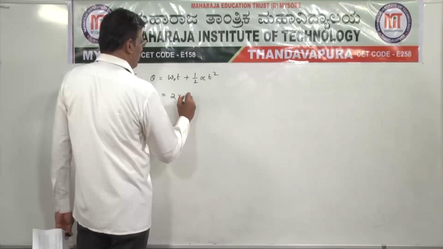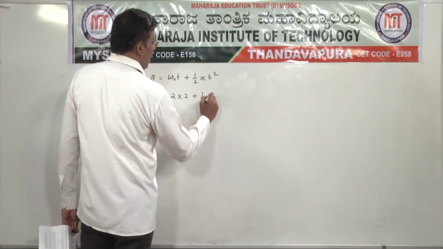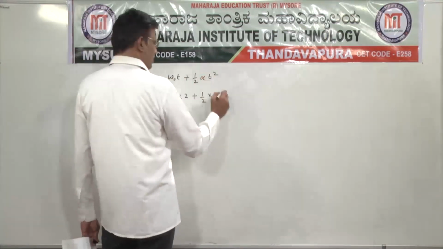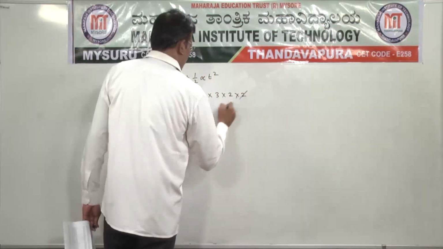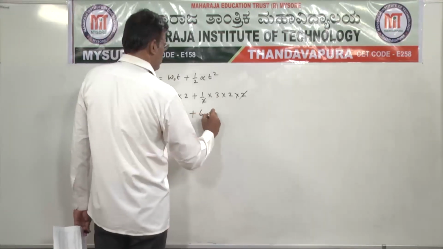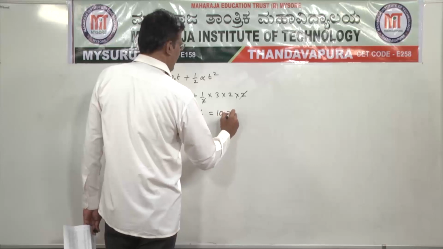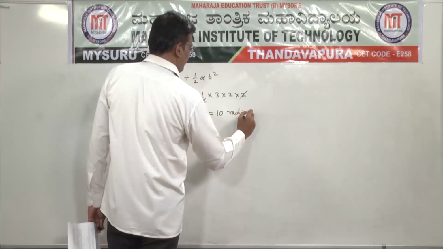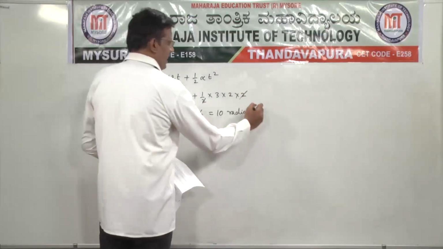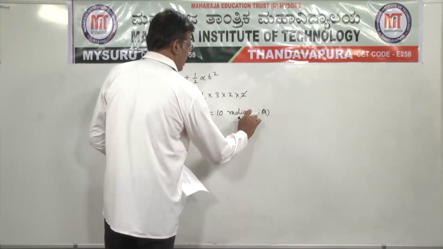Omega naught is given 2, time is also given 2. So half into alpha, alpha is given 3 radians per second square. So t is 2 into 2, 4, plus 6, so our answer is 10 radians. 10 radians is the answer, that is option A. Option A is the right option.